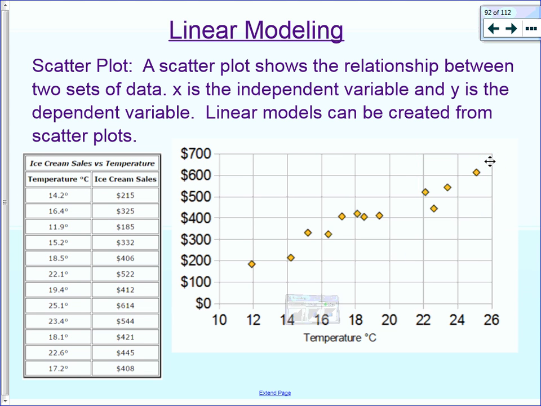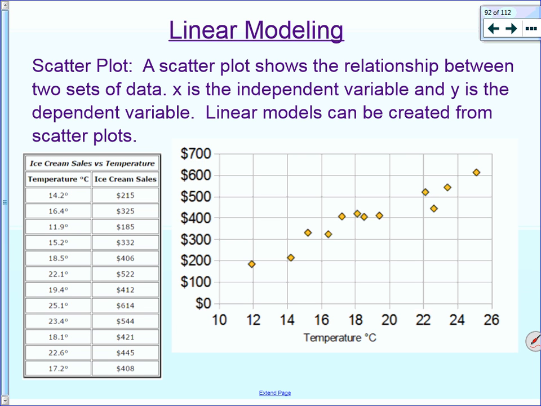So for the past while, we've been creating scatter plots. And whenever we write an equation or put a best fit line over that particular scatter plot, that is called modeling, which is creating an equation or a line to represent the data. So this particular data represents the temperature and how much ice cream was sold in another country besides ours, because it's degrees Celsius.